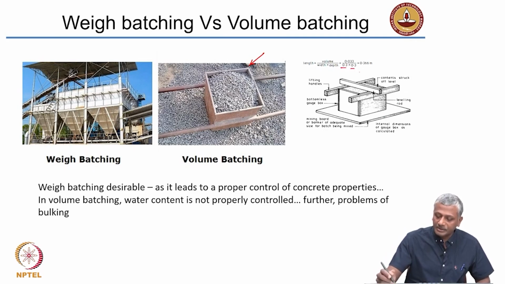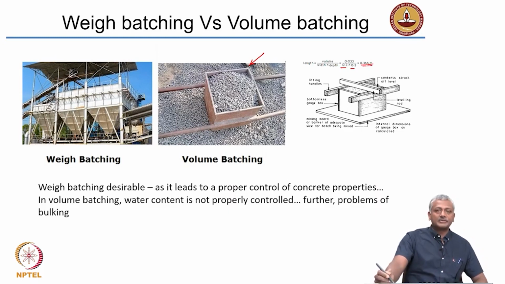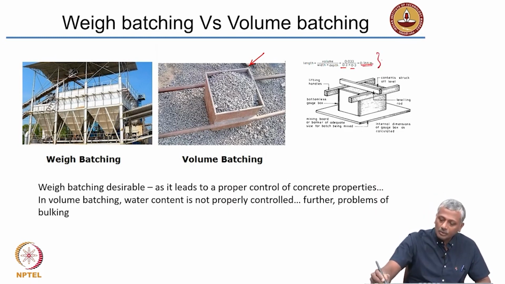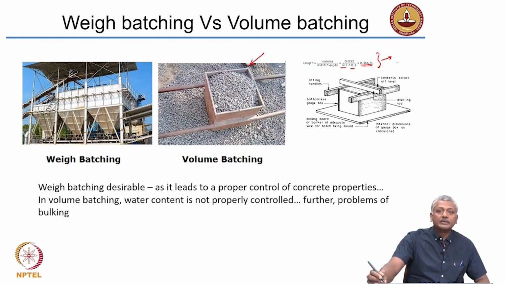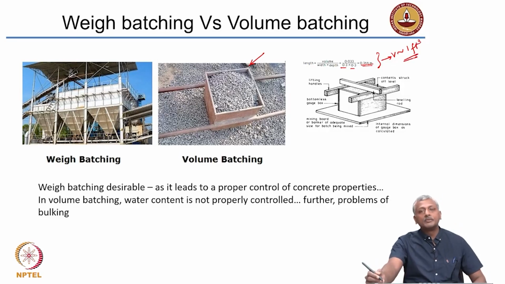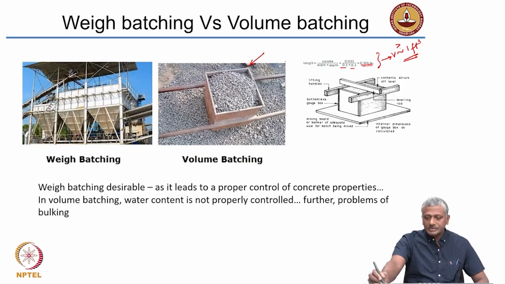Okay. So what happens is this: width and depth are typically 300 millimeters, and the length is 366 millimeters. So that when you measure the volume, it is close to 1 cubic foot. The volume is close to 1 cubic foot or slightly more than 1 cubic foot.